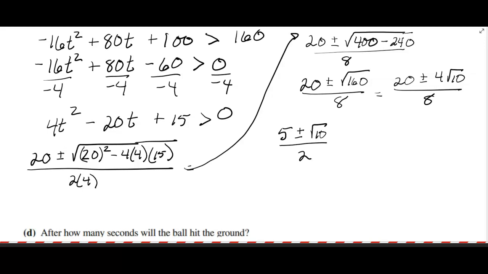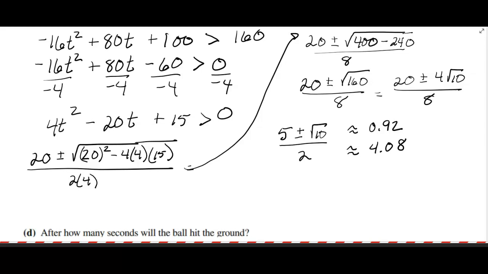Now, that's what it is in a simplified exact form, but we really want a decimal approximation here. And so the two approximations are, when you do the subtraction, 0.92. And we're going 2 decimal places on these. And then when you do the addition one, you get 4.08.